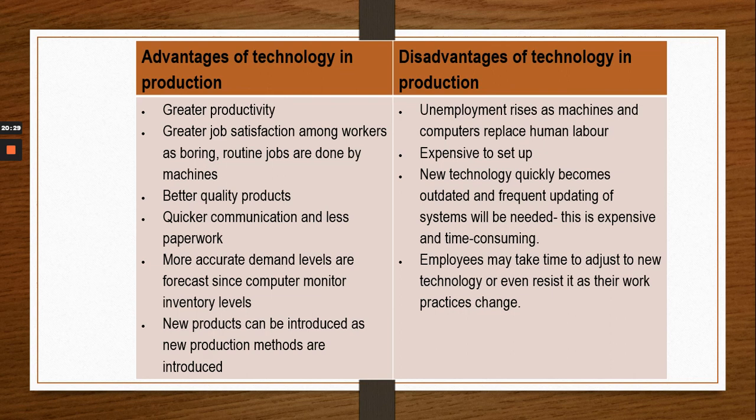On the side of the employees, unemployment may rise as machines replace human labor. Then, like we said, under mass production, this one is also expensive to set up. If you have to set up robots and etc, all these other designing software, it is a little bit expensive. Then new technology quickly becomes outdated, so it requires frequent updating of the system, because the older version may not keep you at a competitive edge. Therefore that one is expensive and time consuming.